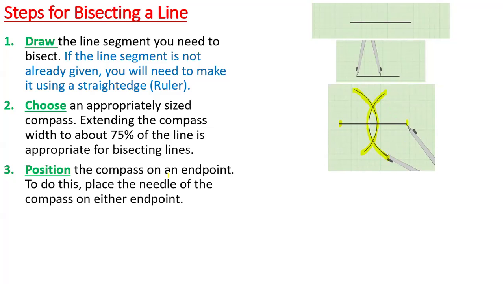Y. Smith, read the third point, please. Position the compass on an endpoint. To do this, place the needle of the compass on either endpoint. Very good.